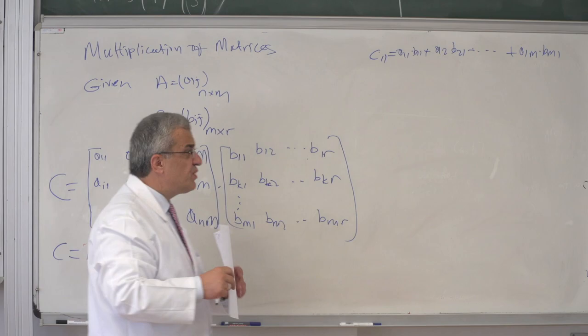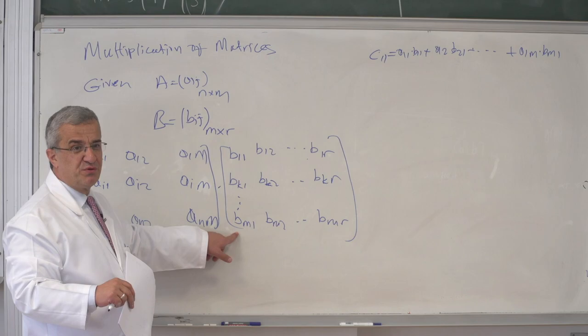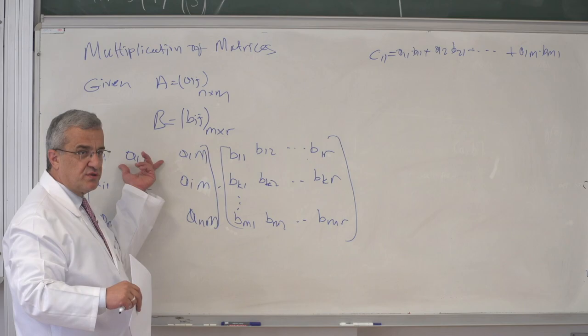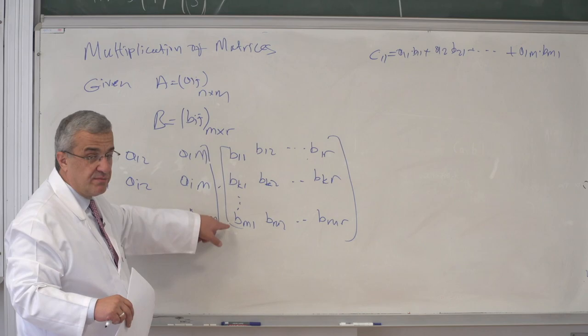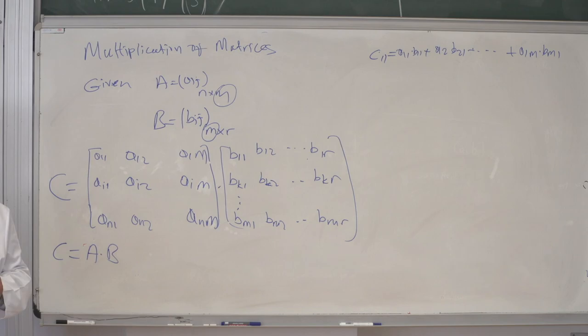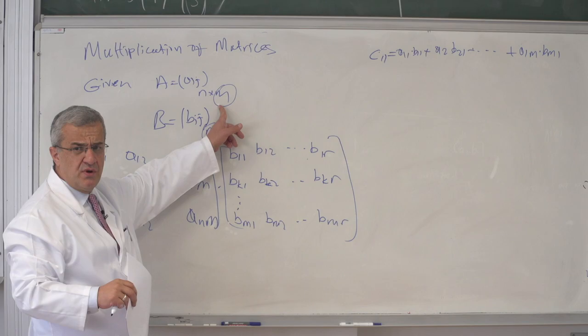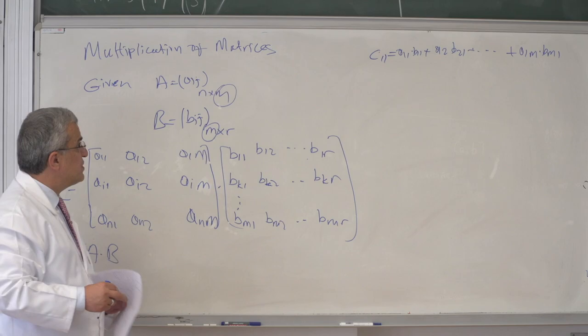Unless the number of columns in the first matrix is the same as the number of rows in the second matrix, you wouldn't be able to multiply them, right? Because this row has to have the same dimension as this column. So the number of elements on this row has to be the same as the number of elements in this column. Therefore, for multiplication to be defined, the number of columns in the first matrix, the matrix on the left, has to be the same as the number of rows in the second matrix. Okay?